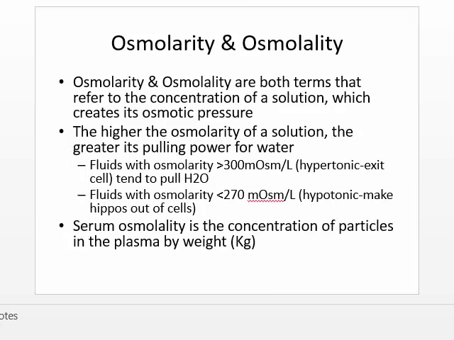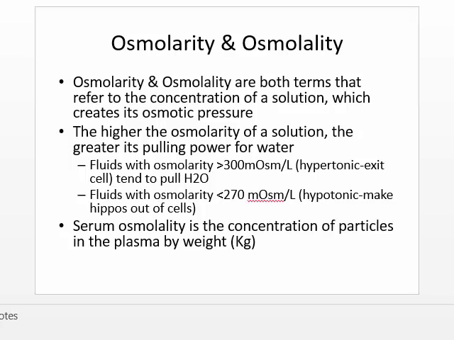Osmolality and osmolarity are the next things to look at. With osmolarity and osmolality, these are both terms that refer to the concentration of a solution which creates its osmotic pressure. The higher the osmolarity of a solution, the greater its pulling power. So remember, osmolarity is the number of millimoles in a liter of solution, or the volume. So fluids with an osmolarity over 300 tend to pull water. So this is a hypertonic solution because the normal body is 270 to 300, and being over 300, it's going to tend to pull water.